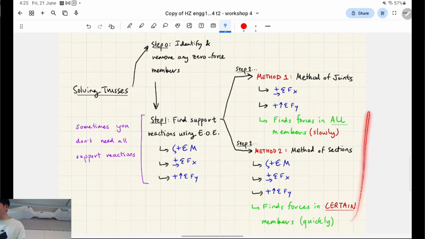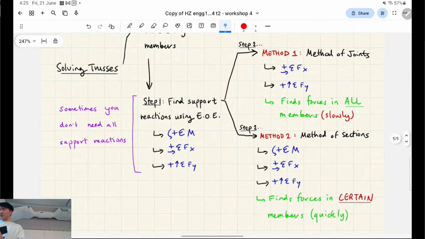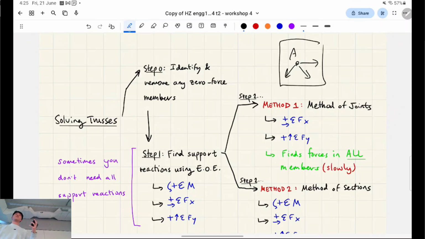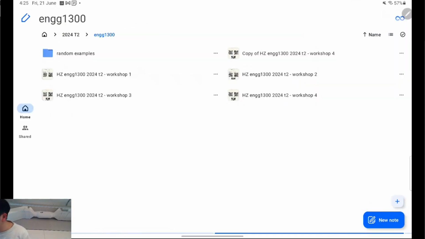Okay, so now we can choose either the method of joints or the method of sections, which I'll just show you through the actual questions. It's easier than explaining it theoretically. In method of joints, we analyze everything joint by joint. So it's going to look something like this. We're going to only look at the free body diagram at joint A. And if you remember, in our first topic, sorry, I'm going to actually go back to our first topic.